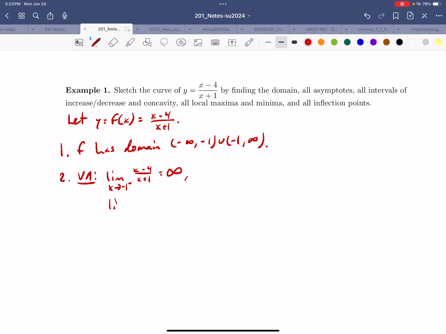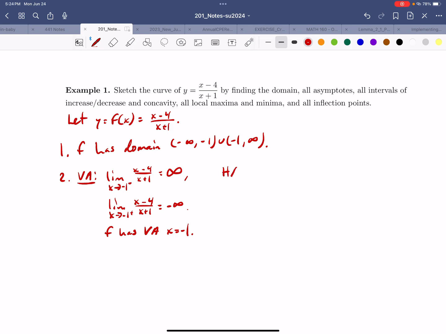We're also going to have that the limit as x approaches negative 1 from the right of our function here is going to be negative infinity. Same thing, top is approaching a negative, but the bottom is approaching a positive. So we should just write here, f has VA x equals negative 1. Now note that we knew this before we took the limits, but it's still good that we took the limits because now we know the behavior around x equals negative 1.